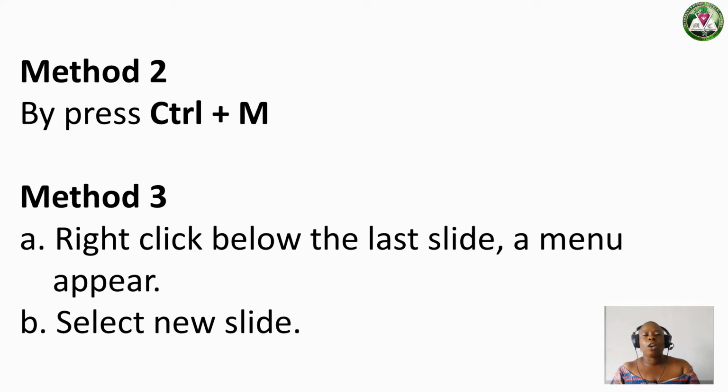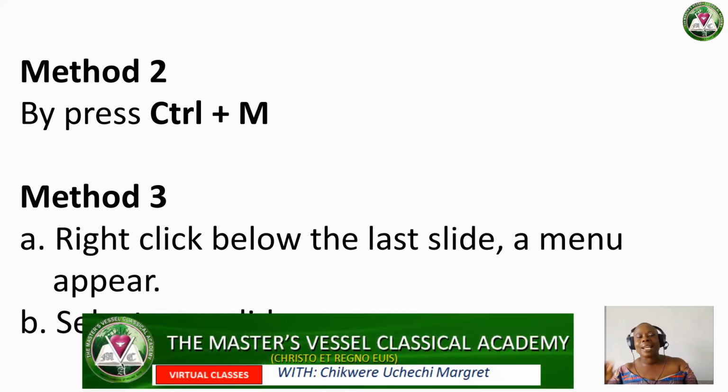The 3rd method is to right-click on the last slide of your presentation. I say right-click, not click. We have left-click and right-click. With the help of your mouse, you right-click on the last slide of your presentation. Remember, I say adding more slide. When you create a presentation, it's only 1 slide that will appear. For you to add an additional slide, I said the 3rd method is right-clicking on the last slide.